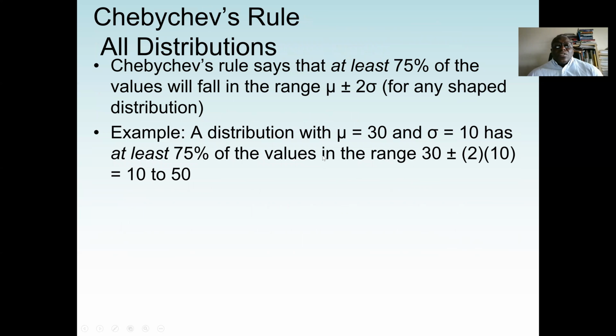And Chebyshev's Rule states that at least 75% of the values will fall in the range of mean plus or minus 2 standard deviations for any shape of distribution. So here, a distribution with a mean of 30 and a standard deviation of 10 has at least 75% of the values in the range 30 plus or minus 2 times 10.